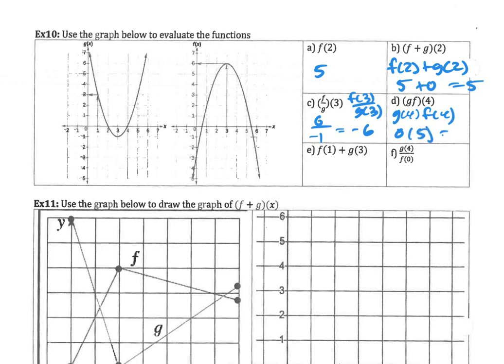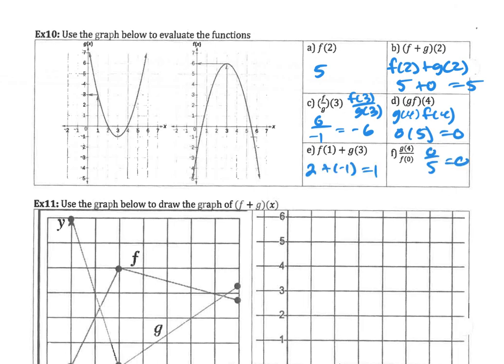And if you multiply those together, then we get 0. All right, I want you guys to go ahead and attempt E and F. We are doing the same process, but we're using different domain values. So you're going to find f of 1 and then add to that g of 3. And then for F, you're going to find g of 4 and divide by f of 0. So go ahead and hit pause now, try those problems, and then check back in and see how you did.